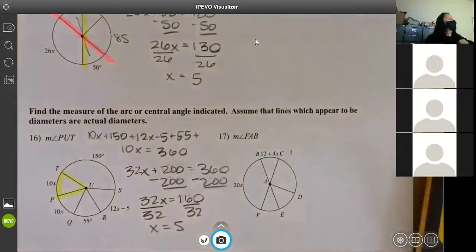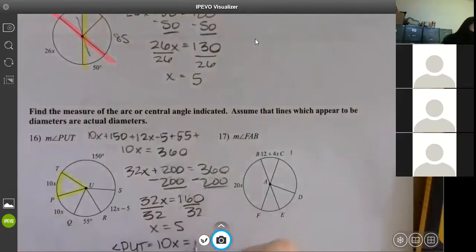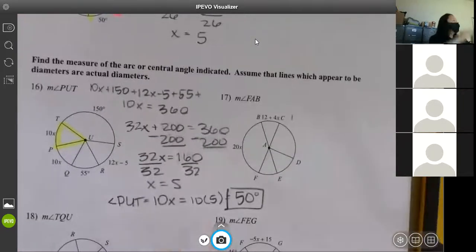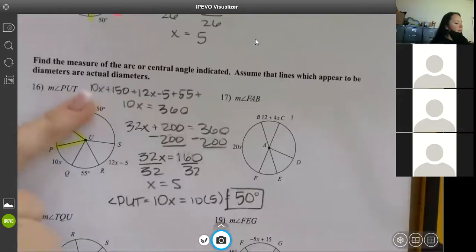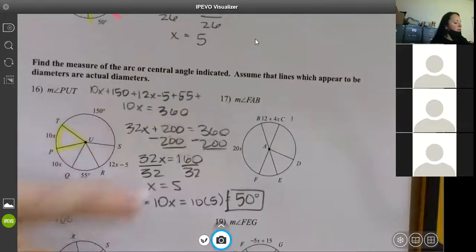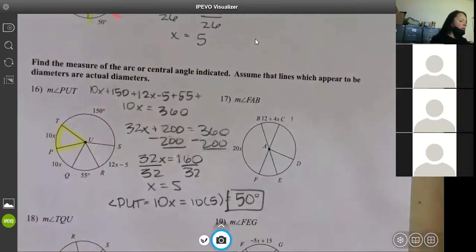What did it ask me to do? Find that measure. In the last section we were finding x, and that's fine. Make sure you read directions. This time it wants this PUT angle. So angle PUT is 10x, or 10 times 5, which is 50 degrees. Now, you don't have to show all that work. I'm just doing it in my notes for you. You can start here, solve it down, and then just put your angle in, and that's fine. All right, same thing. We want FAB on the next one.